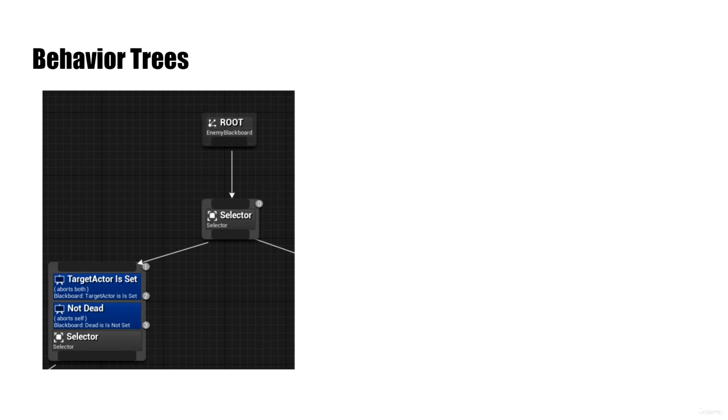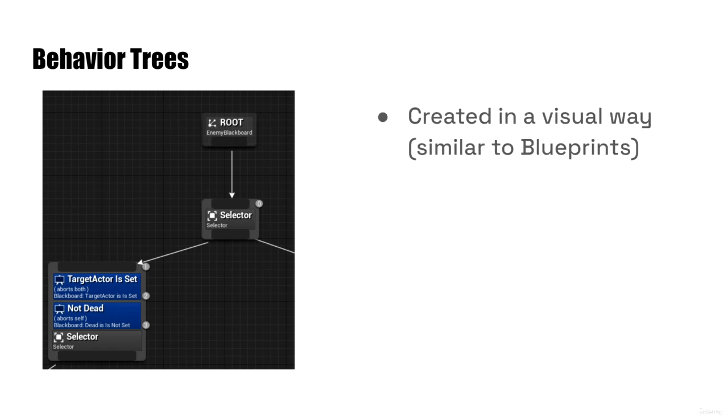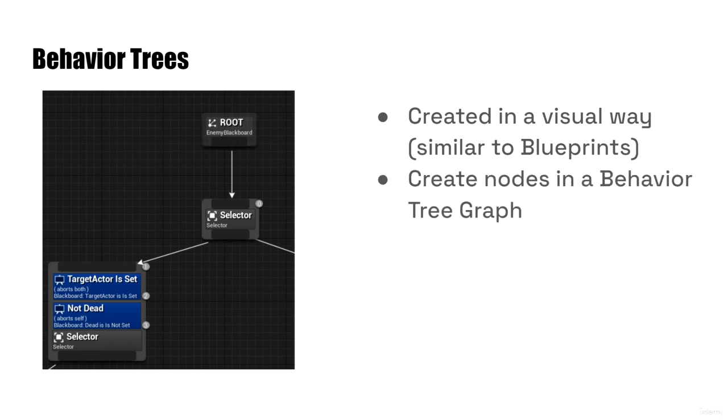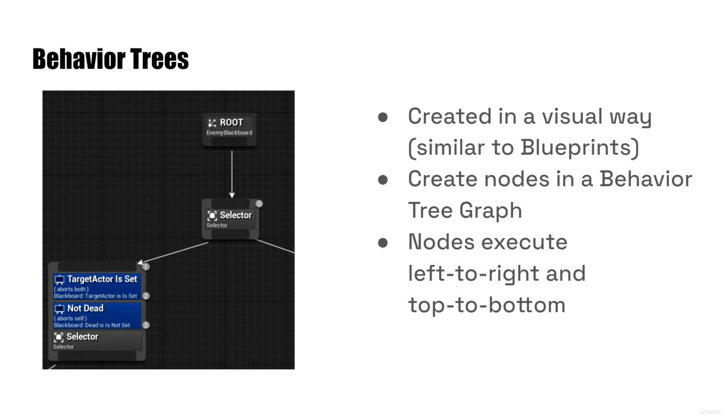Now let's talk a bit more about behavior trees. A behavior tree is created in a visual way similar to blueprints. You create nodes in a behavior tree graph, and they're connected by branches. Nodes execute from left to right and from top to bottom in the behavior tree. In this picture, the flow of execution begins at the root and flows downward to the next node, and from there, it starts at the left and works its way down and across. The nodes have numbers on them to show you the priority, so you'll know which order they get executed in.